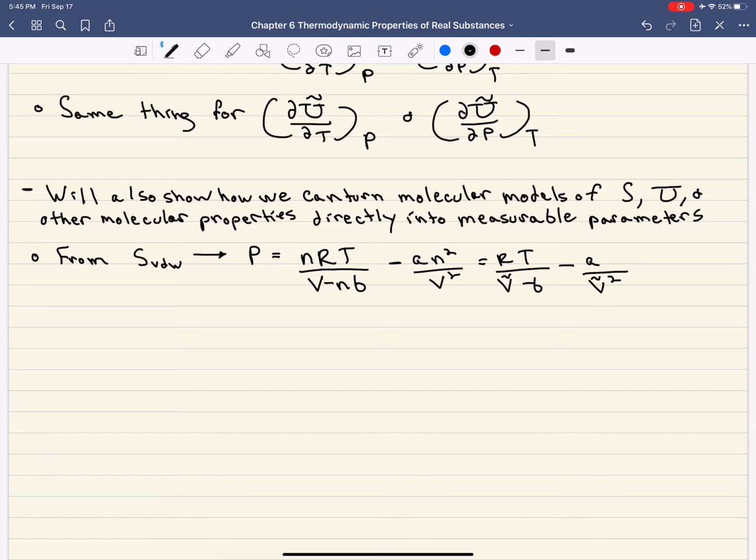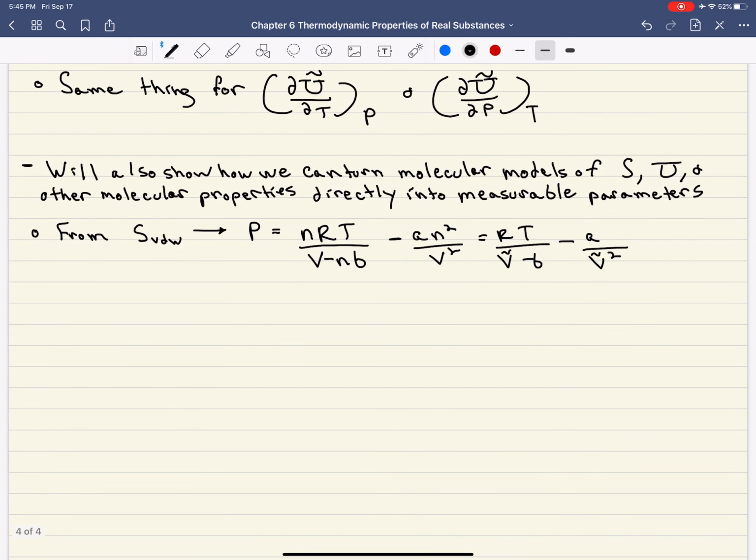Okay. All right. But of course, in order to do these sorts of transformations and derive these sorts of relationships, we're going to need to use some mathematical tools to do this.